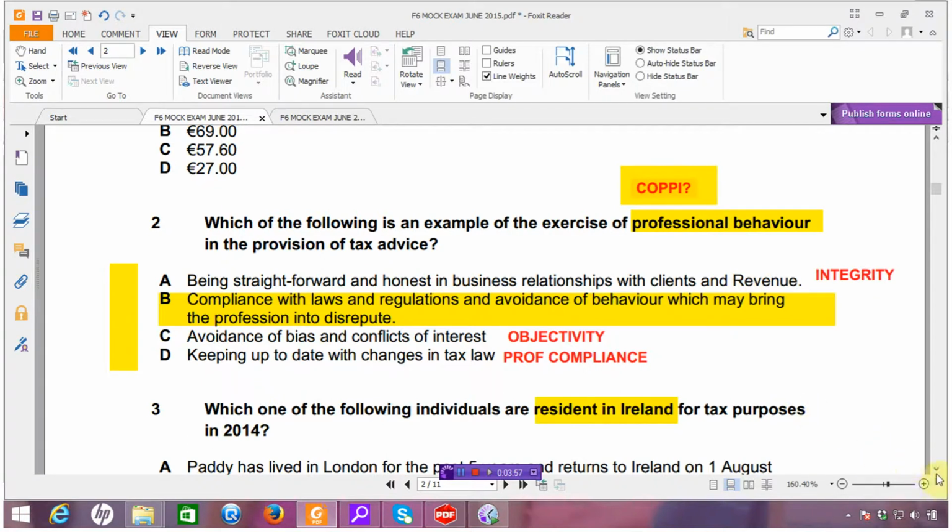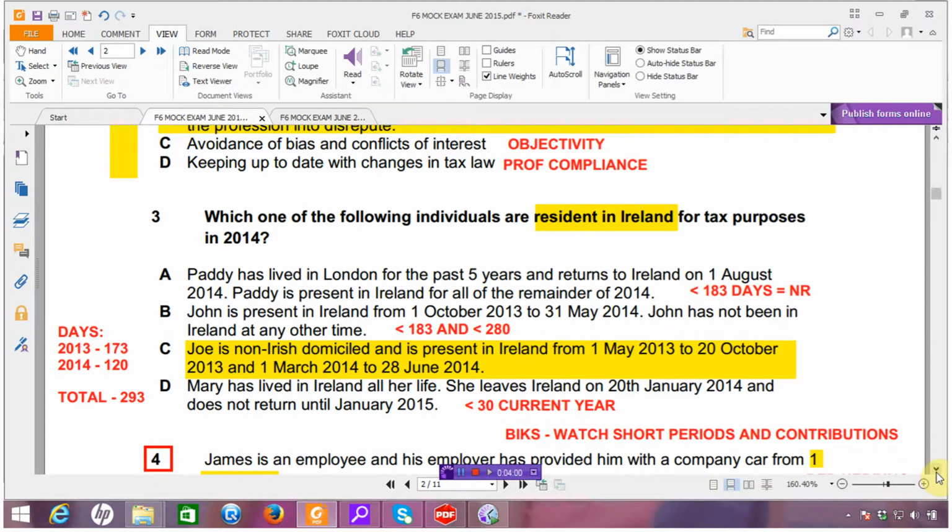Okay. Next one here relates to residency, and again quite a popular little topic within F6. We're asked to establish which one of the following individuals is resident in Ireland for tax purposes, and hopefully we'll be aware of the fact that there are 2 main rules for residency. There's the standard 183-day rule, and then there's what we call the look-back rule, which relates to an overall number of days being in excess of 280 in the current year and the previous year, with more than 30 in the current year. So just looking down them here, we'll see that A for Paddy is certainly less than 183 days, therefore that individual is definitely not resident.